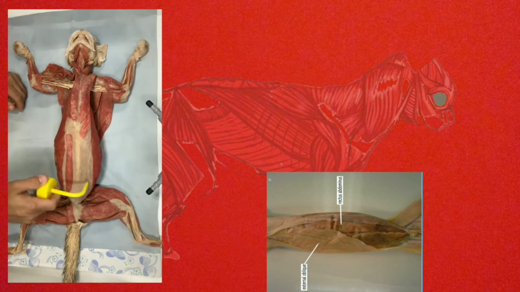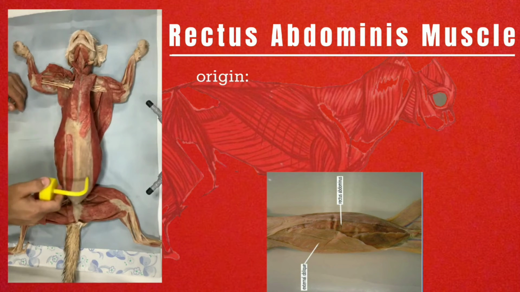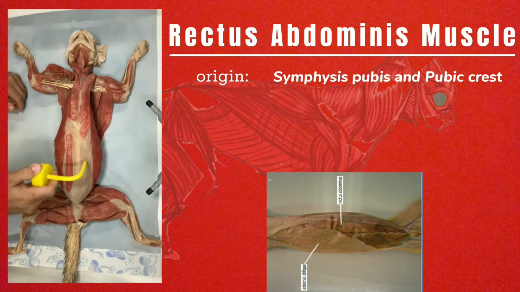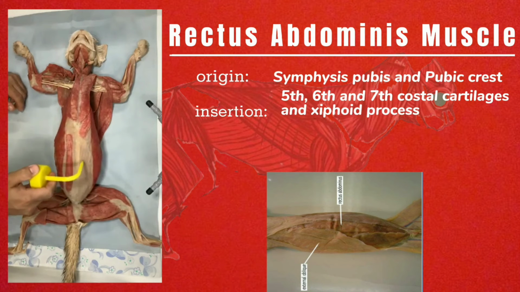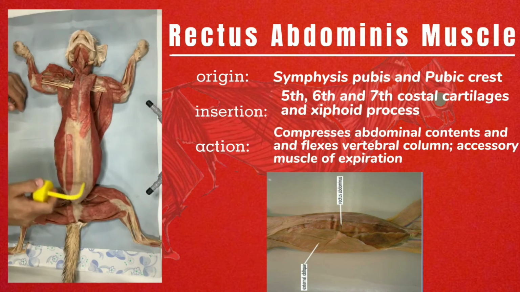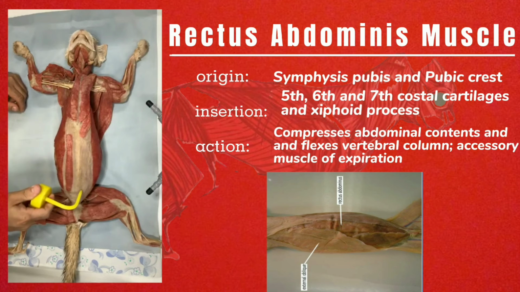Next muscle, we have rectus abdominis. Rectus abdominis muscle is a muscle beneath the fascia covering. Its origin is in the symphysis pubis and pubic crest. It is inserted in the 5th, 6th, and 7th costal cartilages and xiphoid process. It compresses abdominal contents and flexes the vertebral column, an accessory muscle of expiration, as action.